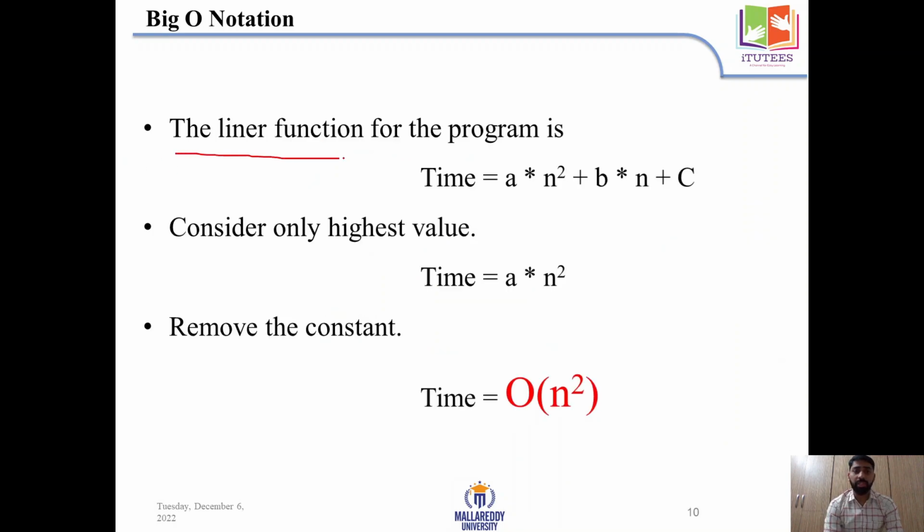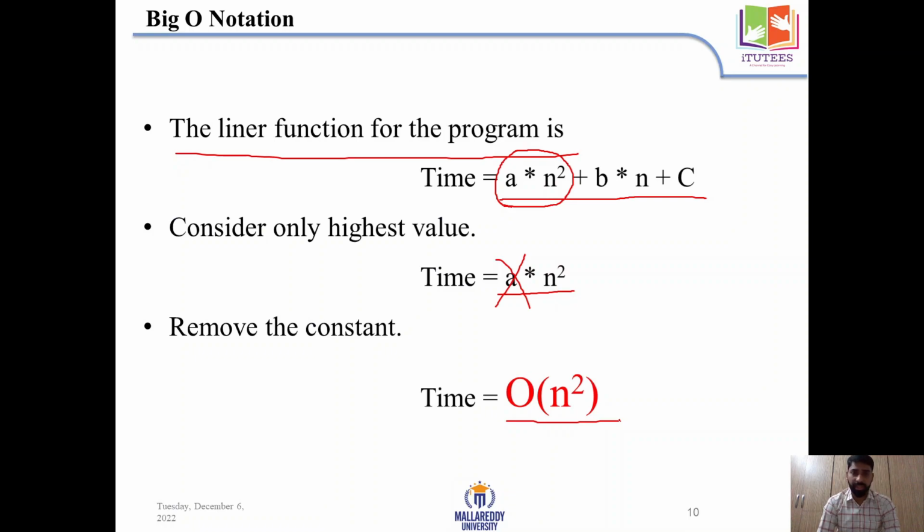The linear function for the program is time equals a into n square plus b into n plus c here. So consider the highest value. Always consider the highest value. Why, we will discuss in a few moments. If you consider only the highest value, then it becomes a into n square. Remove the constant. Now what is the time complexity for this program? Big O of n square.